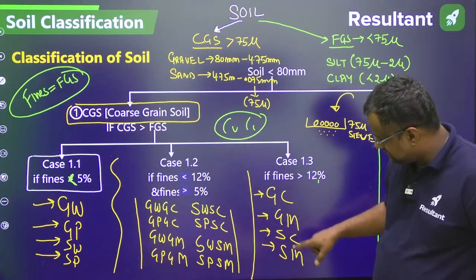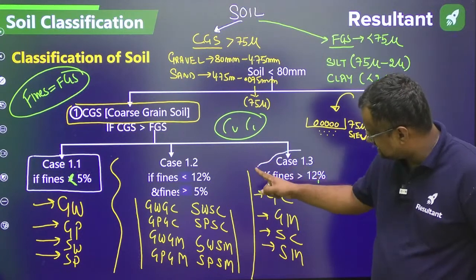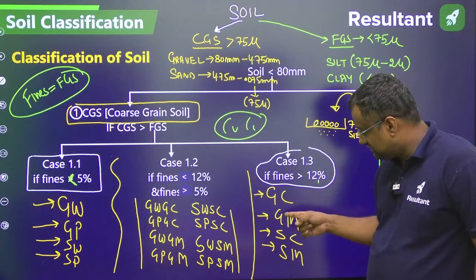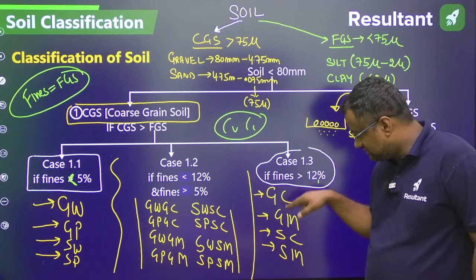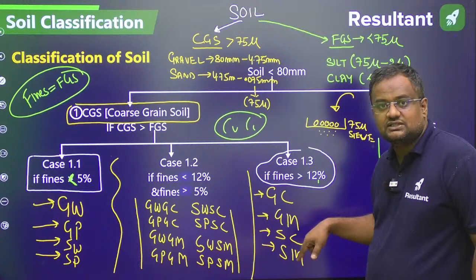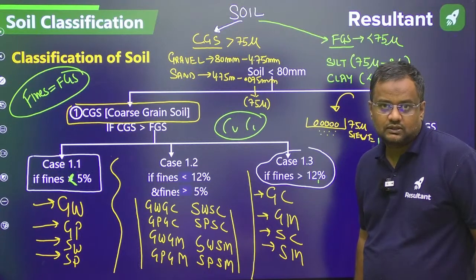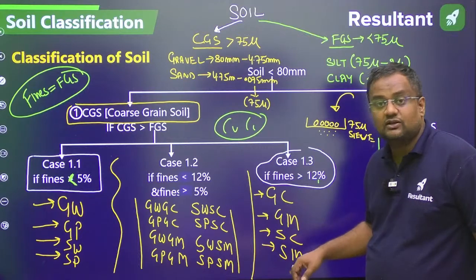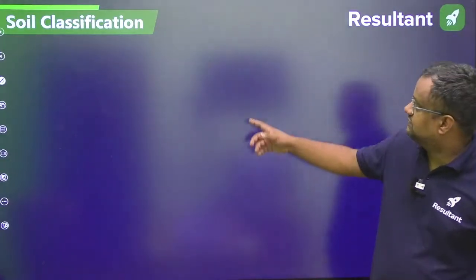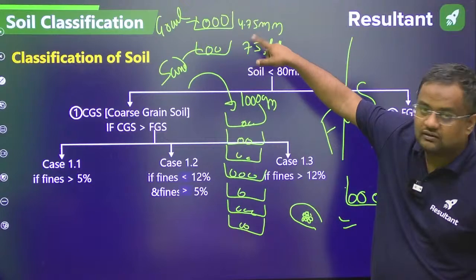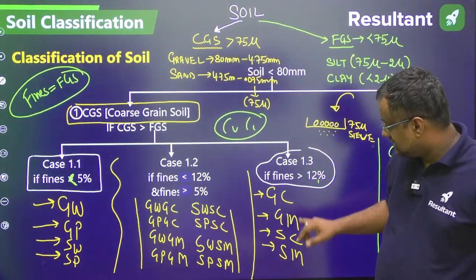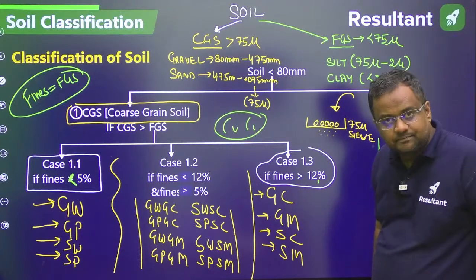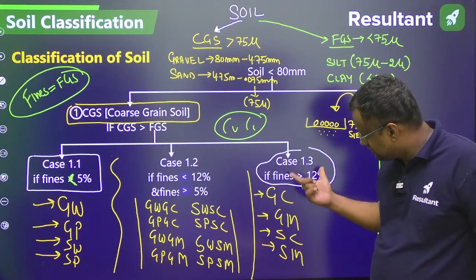Now how will the name be formed, guys? In this case 1.3, fines are greater than 12%. So the first letter will be G or S, depending on whether gravel is more or sand is more. On the basis of the sieve we can identify this. And C and M: if it is above the A line, it is C. If it is below, it is M. So in this case 1.3 the names are these.